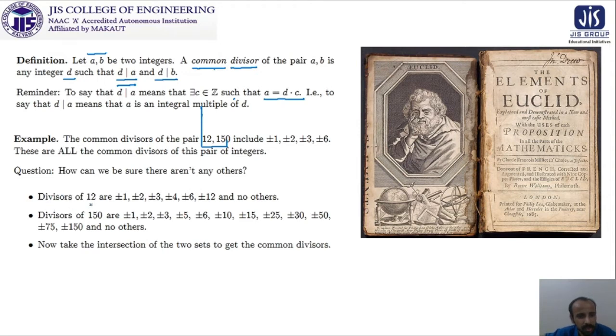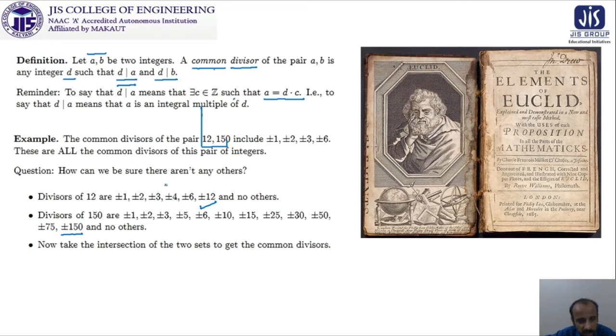Divisors of 12 are plus minus 1, plus minus 2 up to plus minus 12, and there are no other divisors. Similarly, divisors of 150 are plus minus 1, plus minus 2, and so on up to plus minus 150, and no others. So if we want common divisors, we have to take the intersection of these two sets. So obviously plus minus 1 will be there, plus minus 2 will be there, plus minus 3 will be there, plus minus 4 will not be there, plus minus 5 will not be there, and so on.